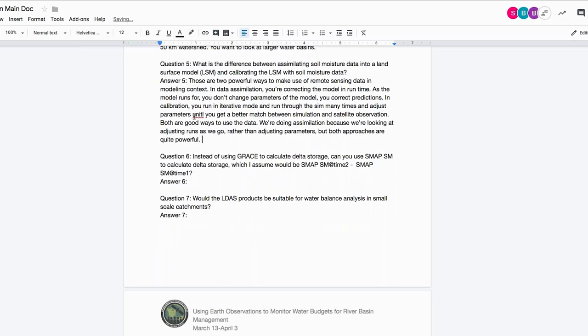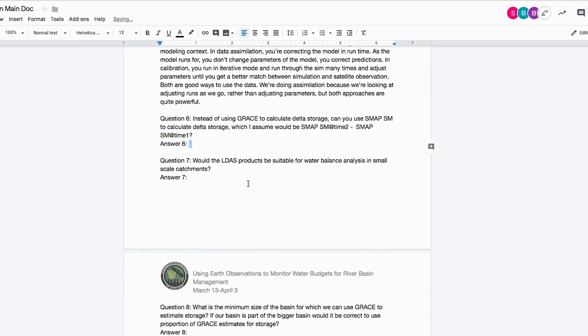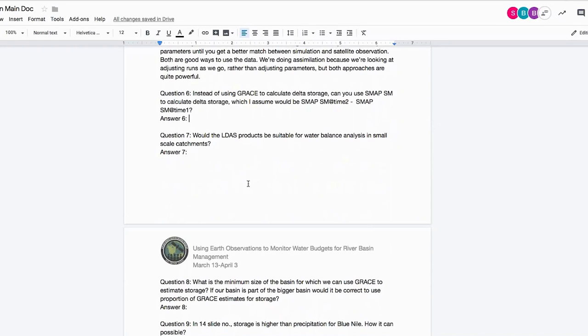Here's another question about GRACE and about water storage. The question here is, instead of using GRACE to calculate a change in storage, could you use something like SMAP, the Soil Moisture Active Passive mission soil moisture, to calculate the change in storage, which I assume would be SMAP at time 2 minus SMAP at time 1. Right. And so you can use SMAP to calculate a change in storage.